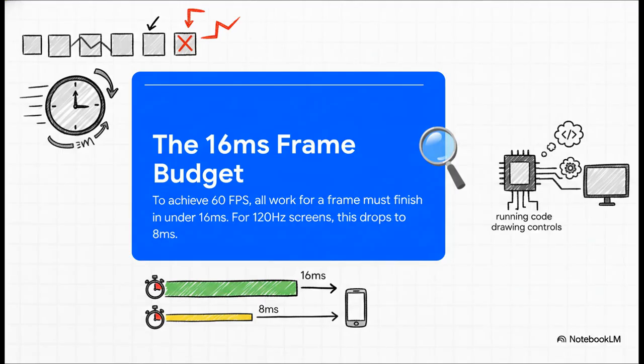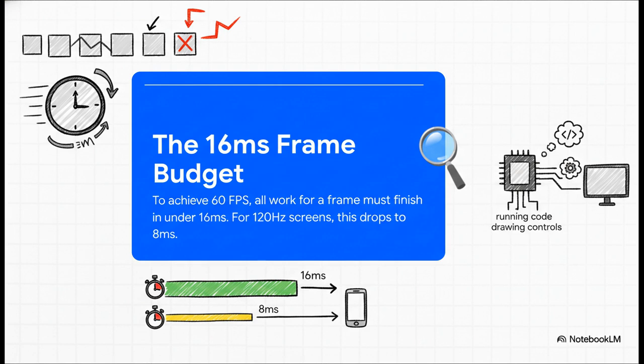Okay, let's get right down to the nitty-gritty. To make an app feel buttery smooth, you have to understand the frame budget. Think of it like this. Your phone screen is a canvas that gets completely repainted over and over again, really fast. For a standard 60 frames per second display, your app has just 16 milliseconds to do everything it needs to prepare and draw a single frame. That's 16 thousandths of a second. If you're even a microsecond late, that frame gets dropped and the user sees a stutter. It's an incredibly tight deadline.